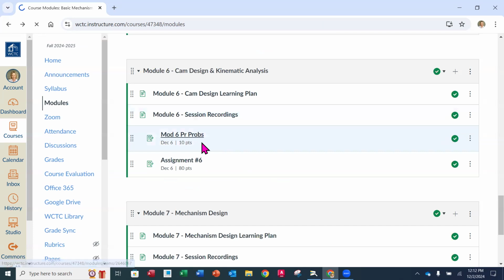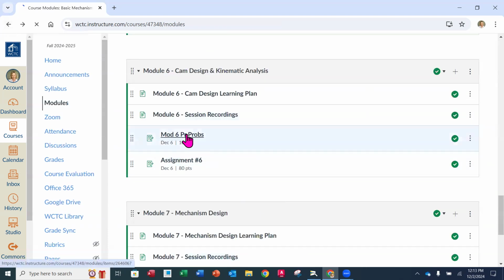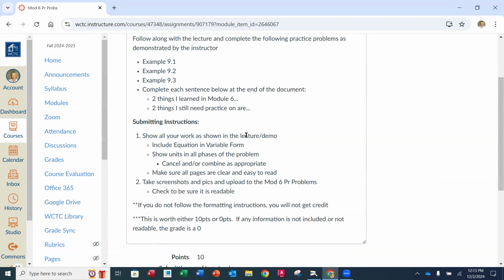Then you're going to notice that we have some practice problems. So today we're going to be looking at the practice problems. I think it might be all three. I forget if we're doing two of the three or all three. I forget exactly where these are placed. But we have a couple example problems that you'll be following along with and then submitting. Oh, just as a reminder, there are two questions here. Make sure you let me know two things that you learned and then also two things that you still need practice on, more or less.